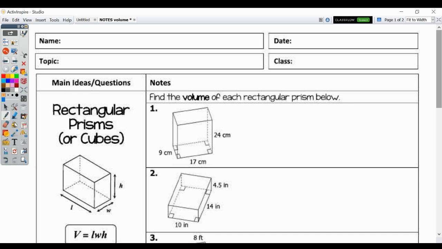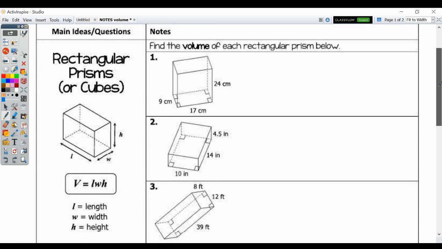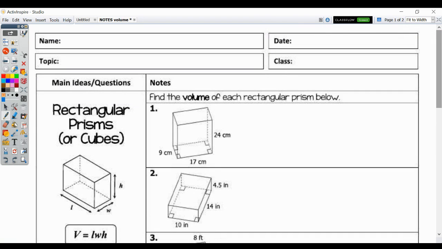Okay, so we are starting volume. For the past 2 weeks or so, we've been doing surface area, which is the area of all of the faces of whatever 3D figure you're talking about. Today we're starting volume. Now volume is actually like how much something will hold.